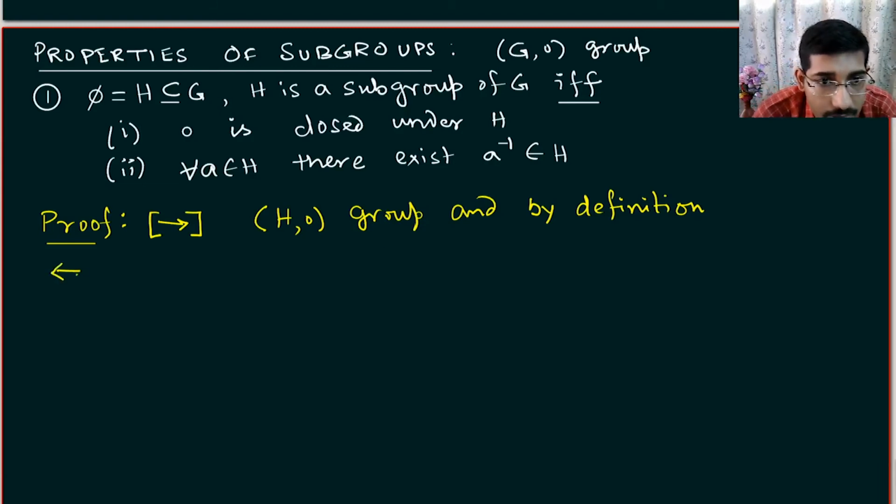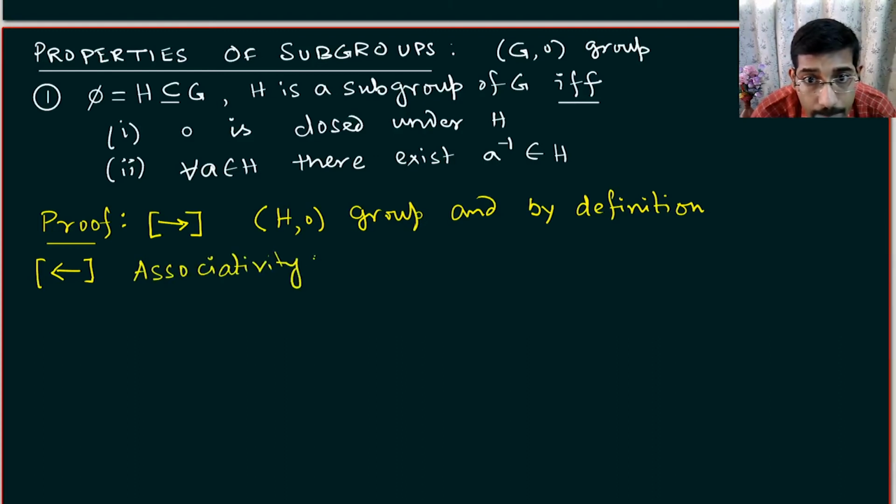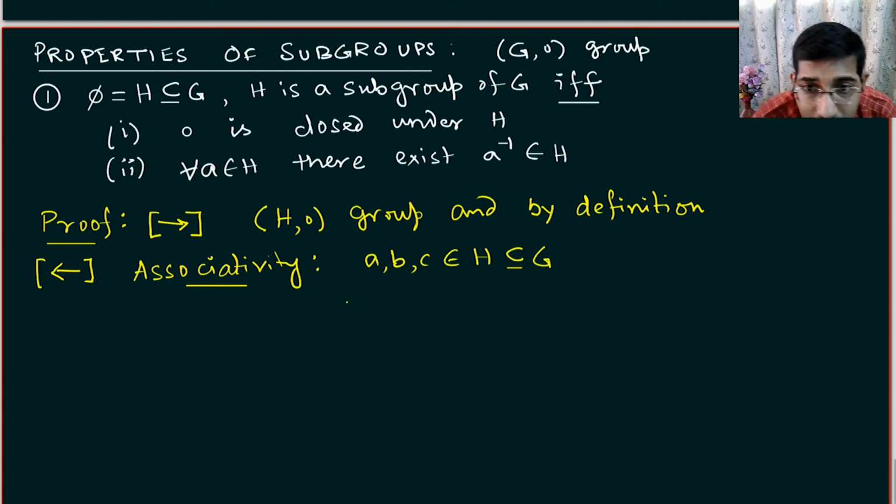The tricky part is proving this side of the proof, when only these two are given. So I have to prove the associativity and I have to prove the identity. First, let us try to prove the associativity. We take three elements arbitrarily, A, B, C belongs to H. Now since H is also a subset of G, these elements also belong to G as well. Since these elements belong to G, in G this relation holds.